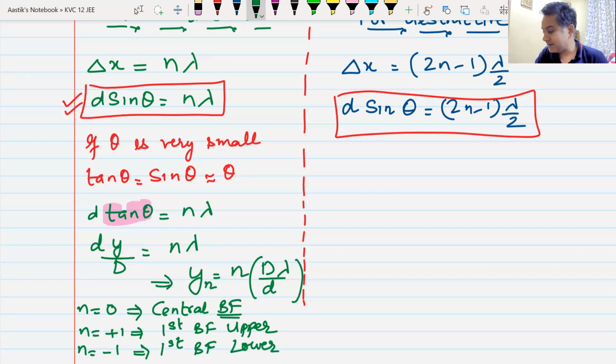What do I mean by this? I hope everyone is noting this down. What do I mean by this? So I take you back. Everyone has noted this down?